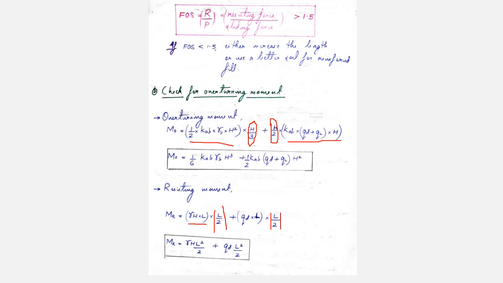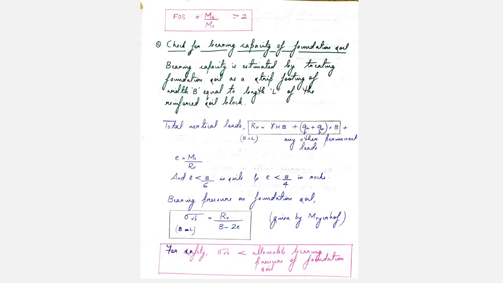Here also you can see that live load is not included in the calculation of the resisting moment, but it is included in the calculation of the overturning moment. So finally, once you have calculated the resisting moment and overturning moment, you can check the stability against overturning. The factor of safety against overturning should be greater than 2.